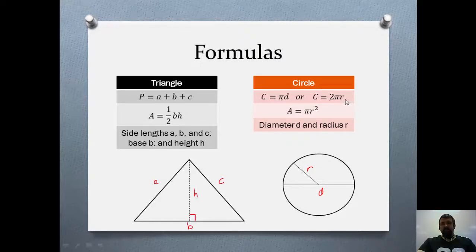Same thing over here, but instead of knowing the diameter, I knew the radius, so 2 times pi times the radius. Either one works for the circumference, it just depends on the circumstance. And the area of a circle is pi r squared. You have to square r before you multiply by pi. If you do it the other way, it's wrong.